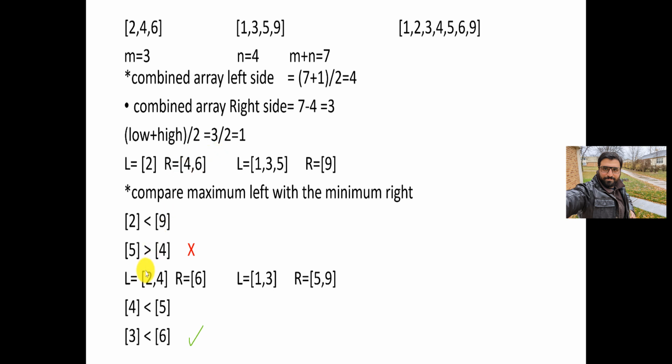Okay, so now we take 2 to the left, 2 and 4, and just 1 to the right, which is 6, and 3 from the other array, 1, 3 on the left, and of course the remaining part is 5 and 9. Now we compare the maximum on the left, 4, which is less than the minimum of the right, 5, correct, and then the maximum of the left, 3, is less than the minimum of the right, 6, and now this will produce the correct result. Okay, now let's jump to the code and see how we can implement this.